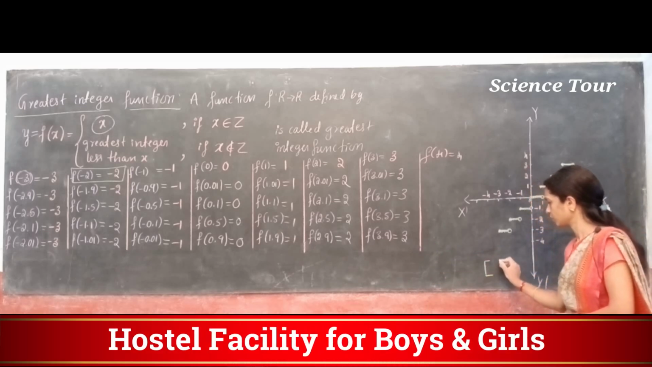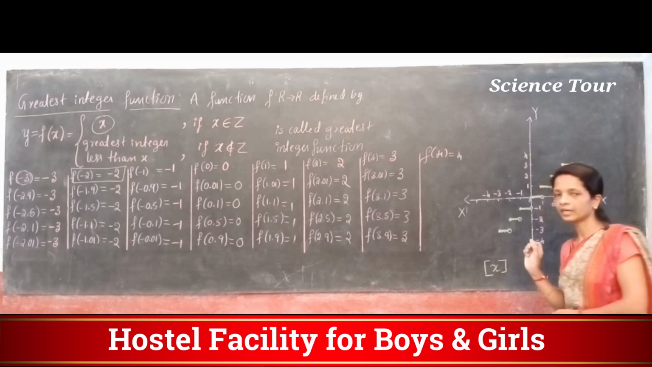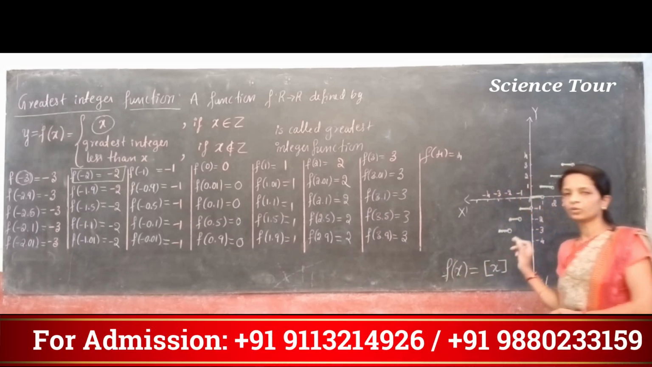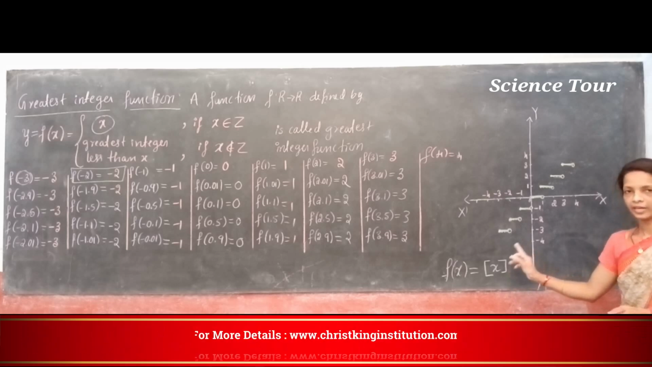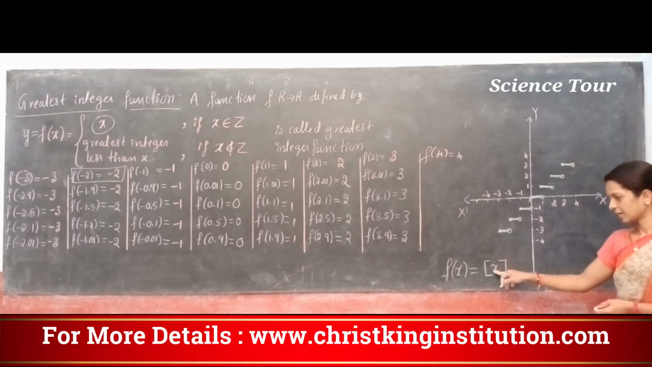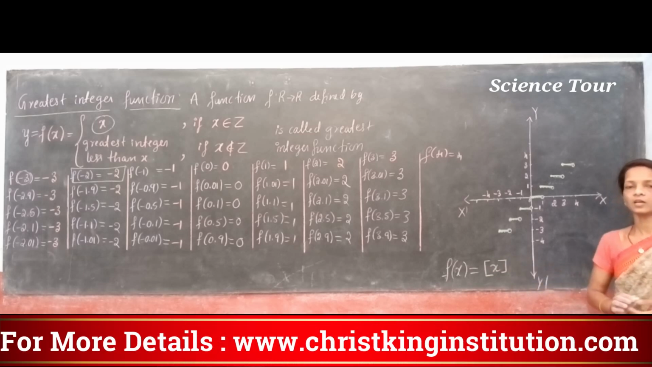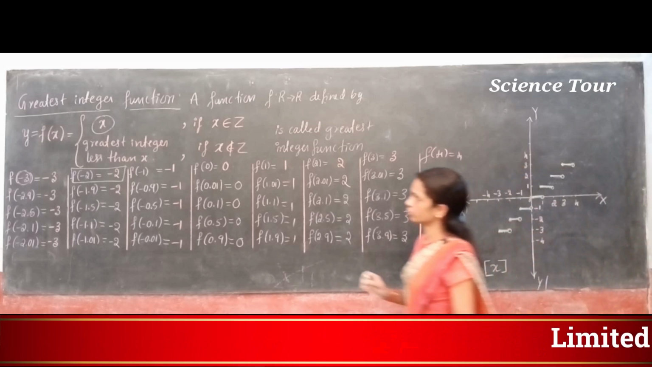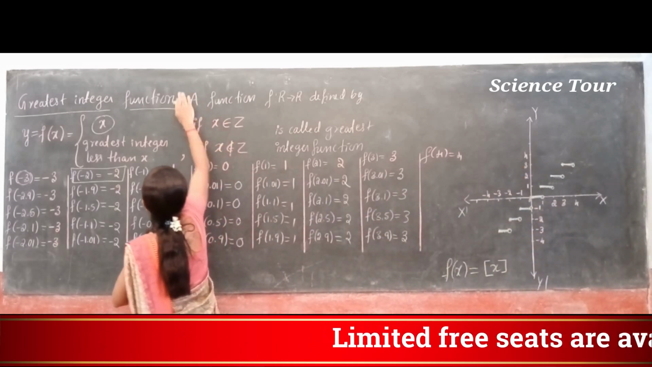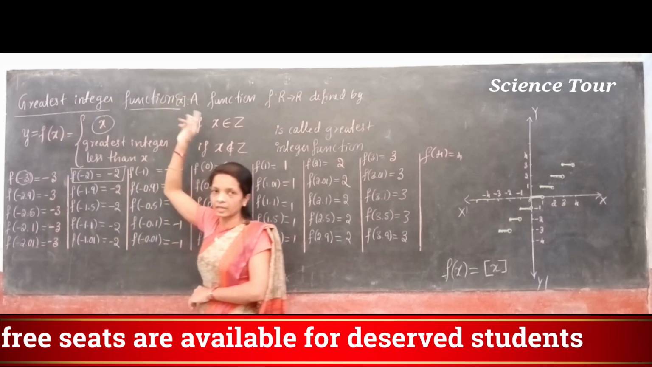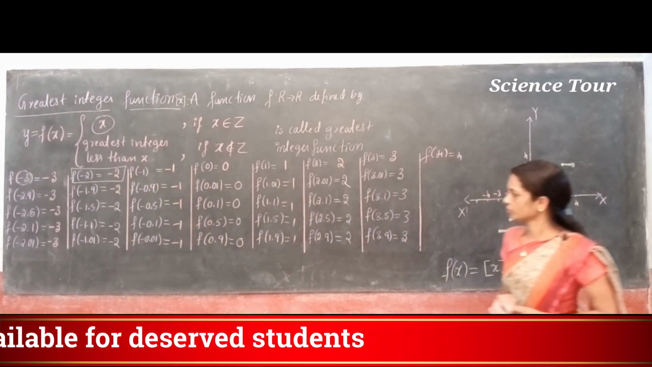Like this you have the graph for the greatest integer function, and for the greatest integer function we have a symbol. F of x is equal to the greatest integer function. If you write x inside that square bracket, that symbol is for the greatest integer function. Inside the square bracket you write x.